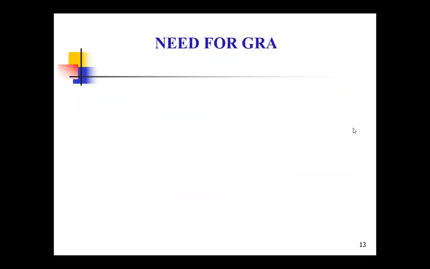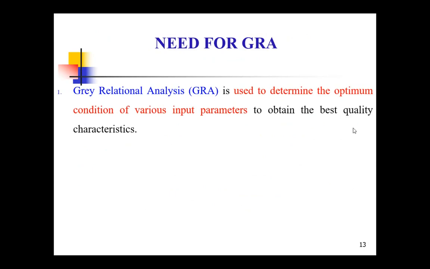Now, what is the need for this gray relational analysis? For what purpose we are going to use this gray relational analysis? So this gray relational analysis is specifically useful in determining the ideal conditions. The ideal conditions are optimal conditions of different input factors that we are going to consider in a study or an experimental study, so that the best quality characteristics can be obtained. The best quality characteristics are nothing but the outputs.